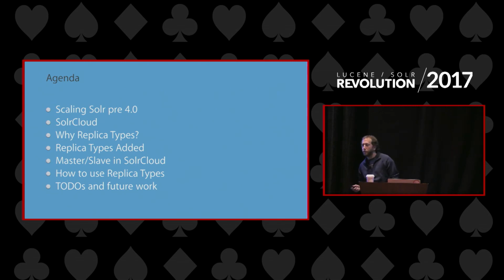Have any of you been to the previous replica types talk? Okay, so there's going to be some overlap. The idea of my talk is to guide it to one of the main use cases that I think drove the replica types, which is supporting a master-slave architecture in SolrCloud. There will be some overlap with that talk. Hopefully, you still get enough new information with mine.